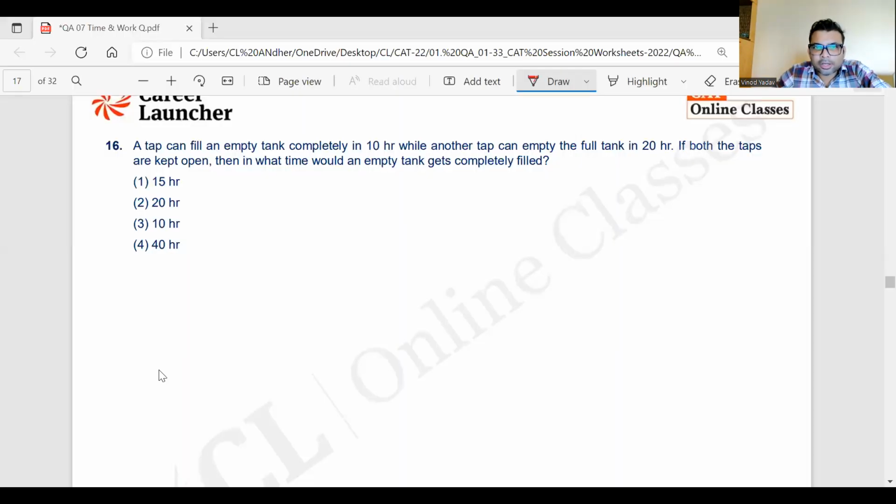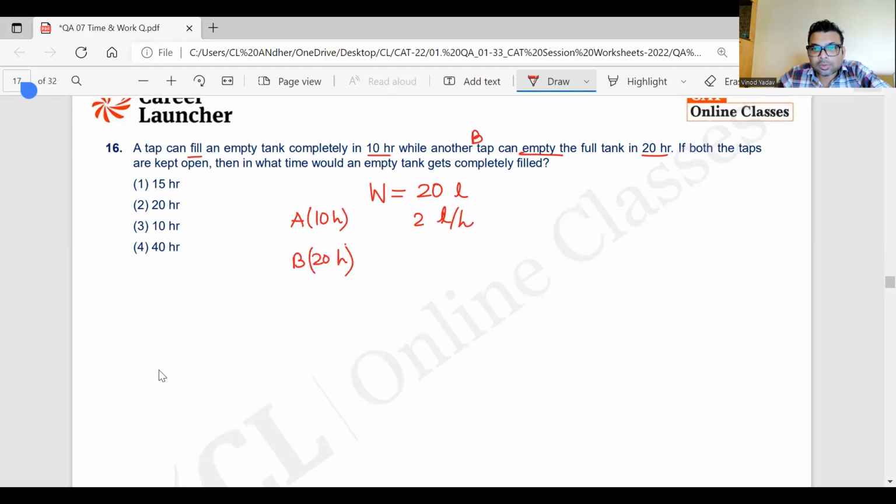Again, something similar. A tap can fill an empty tank completely in 10 hours, while another tap can empty the full tank in 20 hours. So the tank capacity or work to be done, let's take it as 20 liters, the LCM of 10 and 20. Suppose this is tap A and this is tap B. A can fill it in 10 hours, so its efficiency is 2 liters per hour, right? And B can empty it in 20 hours, so it removes 1 liter per hour. Empty, so negative. So 2 minus 1, effectively 1 liter is getting filled every hour.